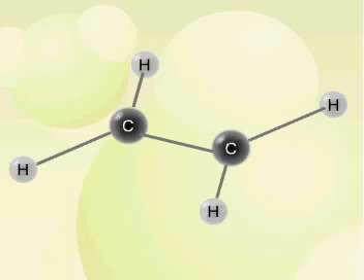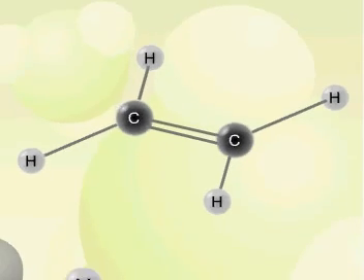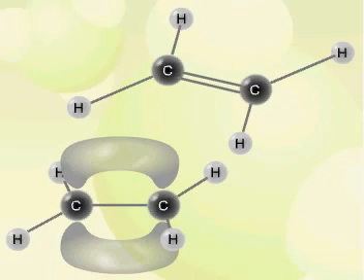For this reason, rotation around the double bond is restricted and the ethene molecule is planar, with all bond angles close to 120 degrees. Notice that the sp2 hybridization concept explains not only the geometry around each carbon atom in ethene, but it predicts the planarity of the molecule too.